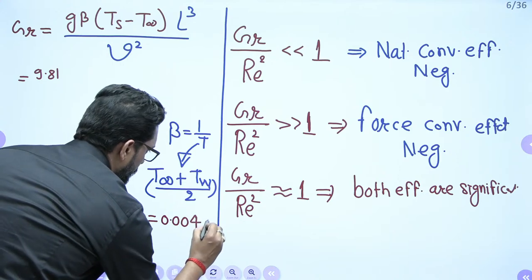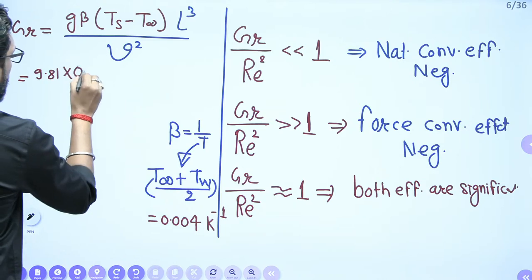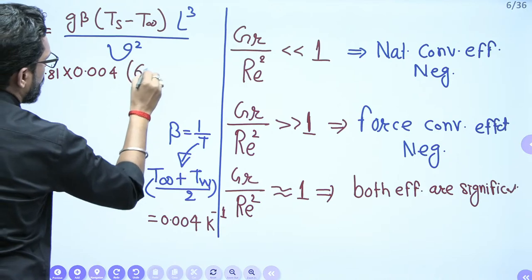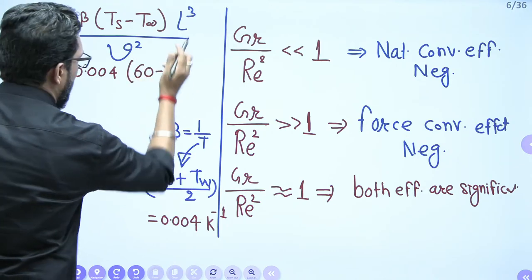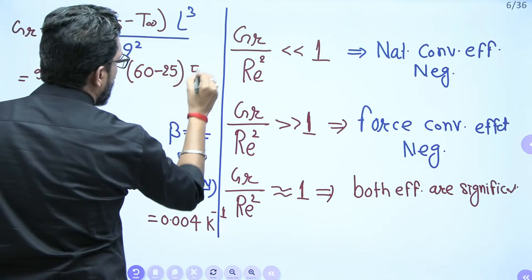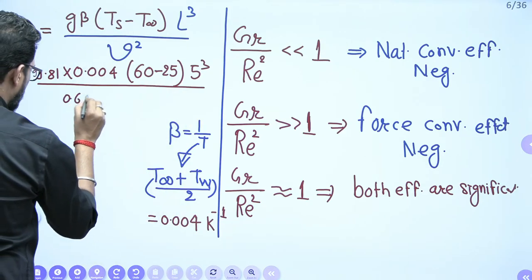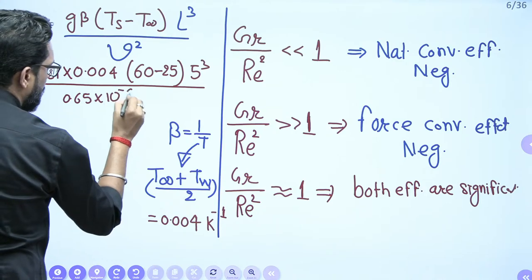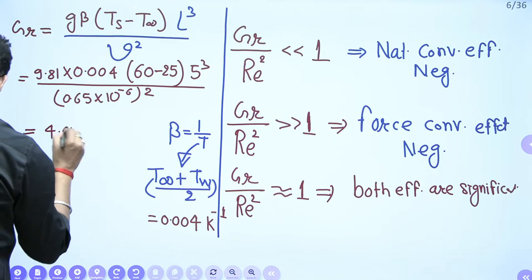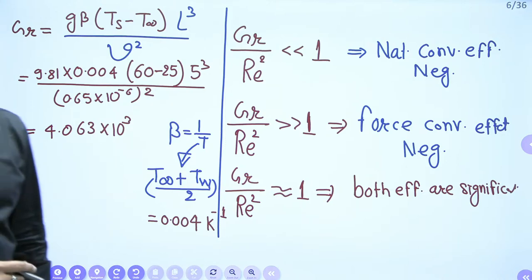When you calculate, beta is 0.004 per Kelvin. So put here 0.004, surface temperature 60 degrees, fluid temperature 25 degrees, and L is given as 5, cubed, divided by the kinematic viscosity 0.65 × 10^-6, whole squared. If you calculate, this comes to 4.063 × 10^3. This is your Grashof's number.